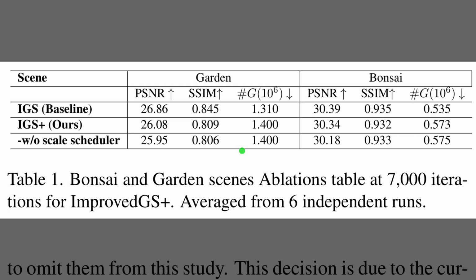Okay, the previous table established the overall performance gains, so Table 1 now breaks down the impact of the adaptive exponential scale scheduler. The results compare the ImprovedGS Plus model, both with and without the scheduler, at 7,000 iterations for the garden and bonsai scenes. Looking at the bottom row, removing the scale scheduler drops the peak signal-to-noise ratio, a standard measure of image reconstruction quality, across both scenes. This confirms that the scheduler's two-stage process, which smoothly shifts from rapid expansion to precision refinement, is actively driving those higher fidelity results.